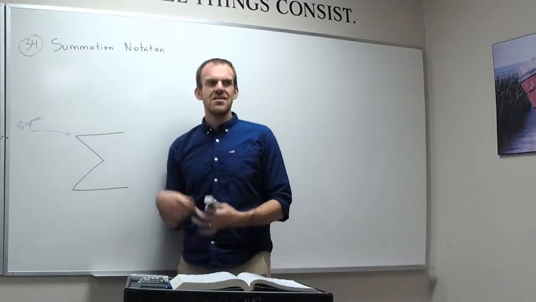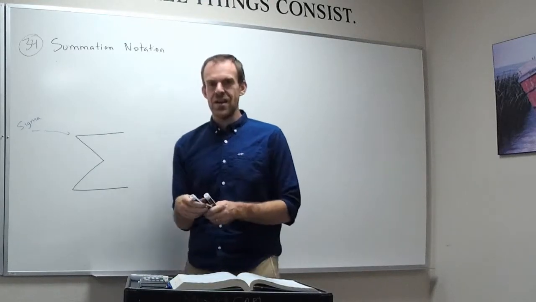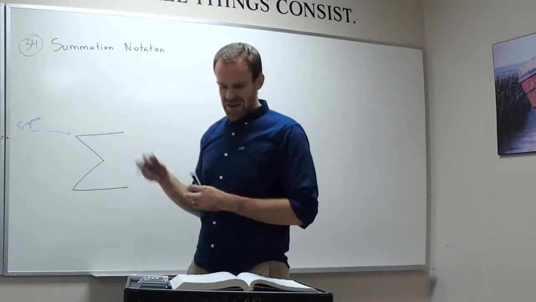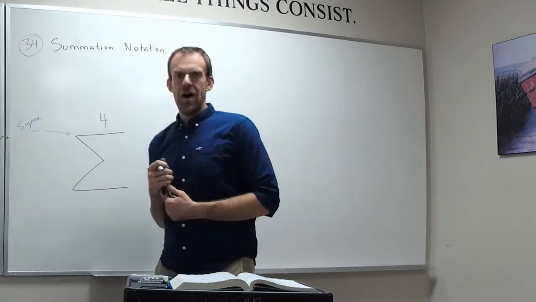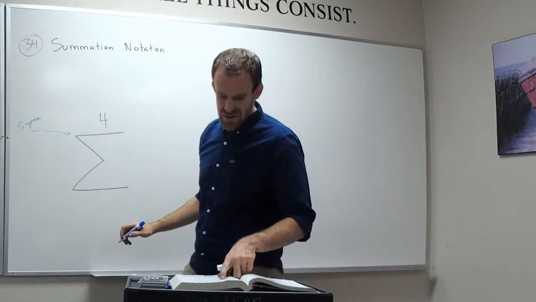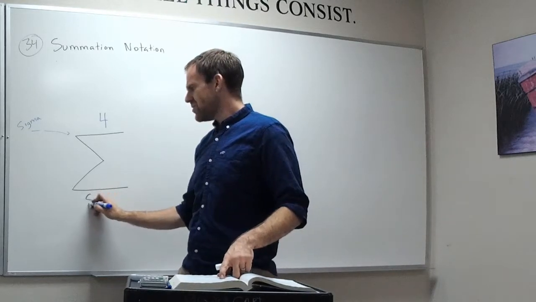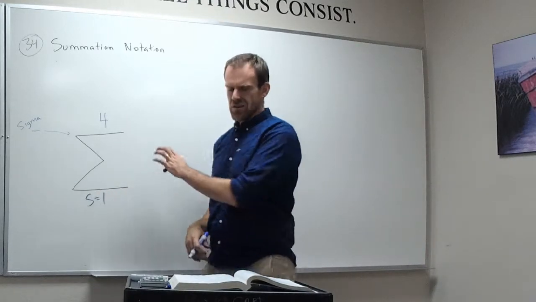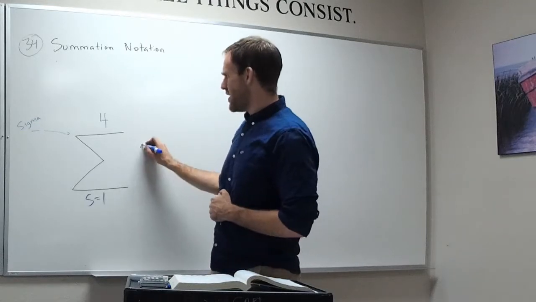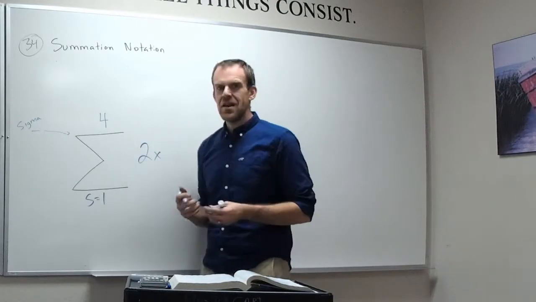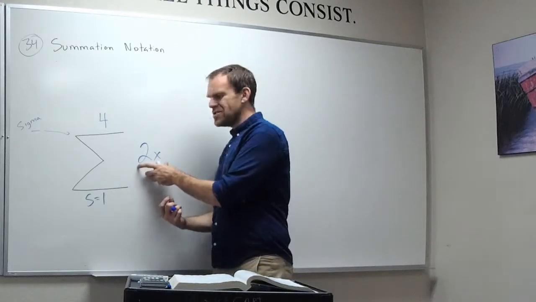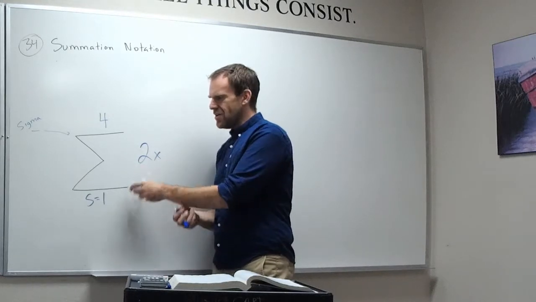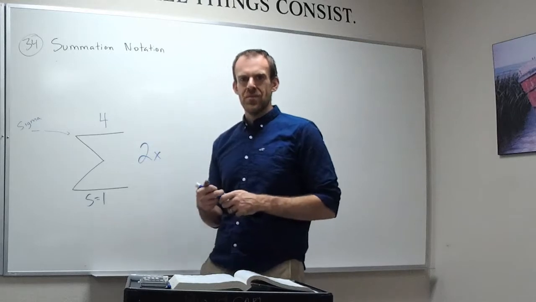Now sigma is going to have three things surrounding it. On top, it's going to have a number. On the bottom, it's going to have some letter equal to a number. And then on the right, it's going to have some expression. Now the idea here is that we are repeating the same expression over and over again using this counter.